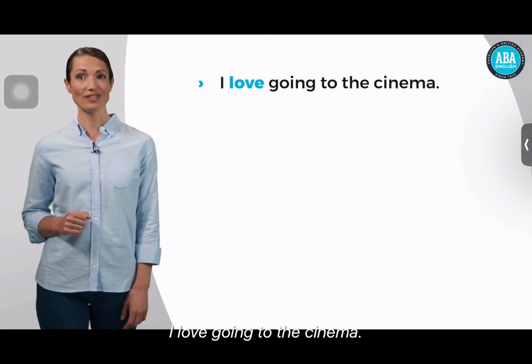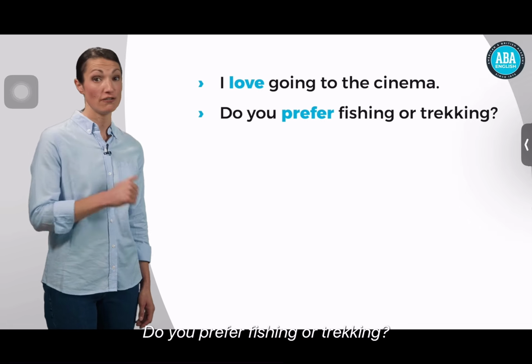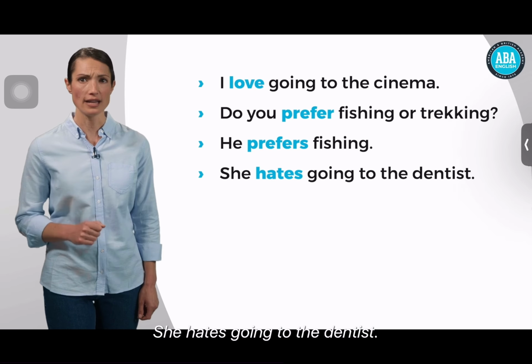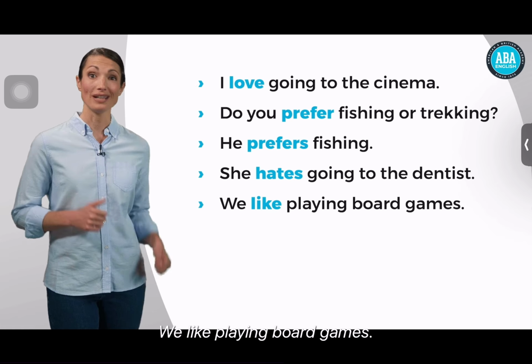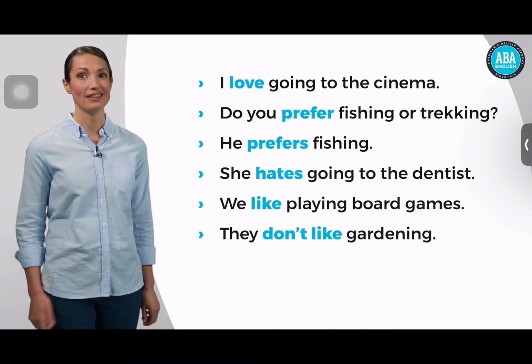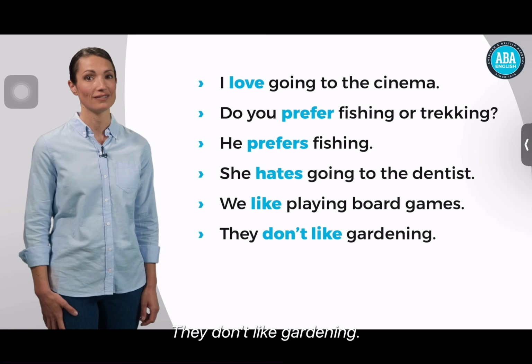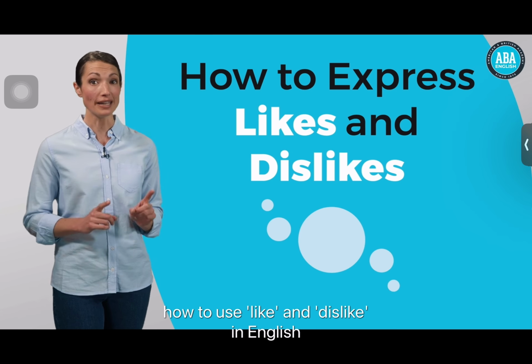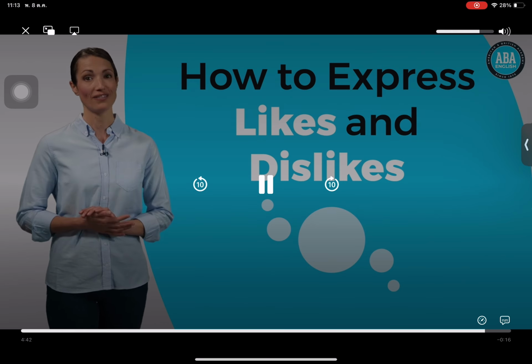I love going to the cinema. Do you prefer fishing or trekking? He prefers fishing. She hates going to the dentist. We like playing board games. They don't like gardening. Well, in this class, you have learned how to use like and dislike in English.